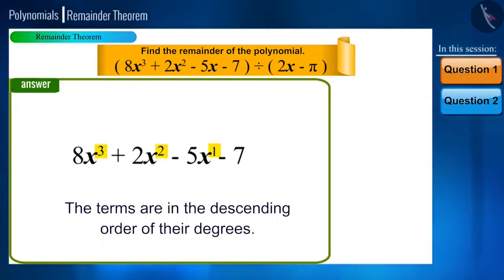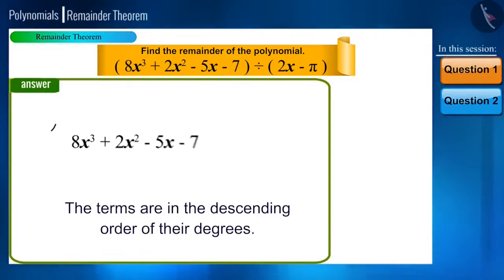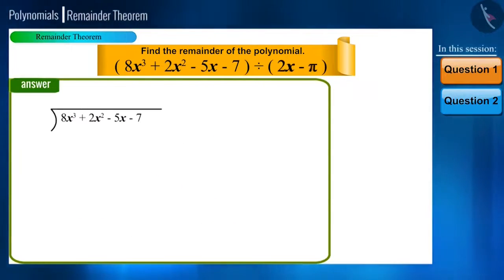Yes, this polynomial is in descending order. Now, write it in the division format. While writing, be careful and take the linear polynomial to the divisor place and the polynomial with higher powers to the dividend place. Friends, don't get worried looking at it.